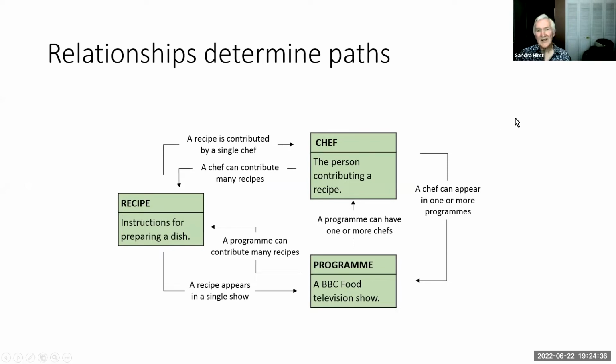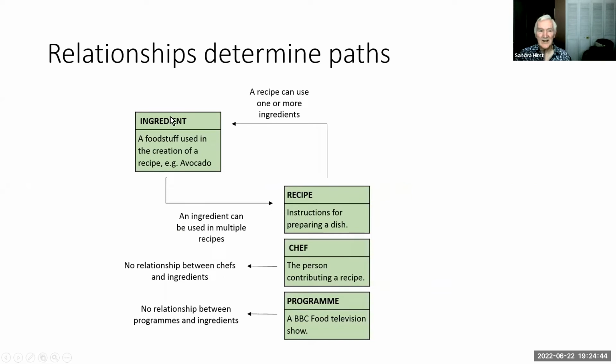That's not always the case. It's a decision, not a law of nature. It's a business decision or a solution decision. So if we look at ingredients, there's an obvious relationship between ingredients and recipes. Recipes use ingredients, ingredients show up in recipes. But there's no relationship between chefs and ingredients, and there's no relationship between programs and ingredients. And we'll come back to this later on.